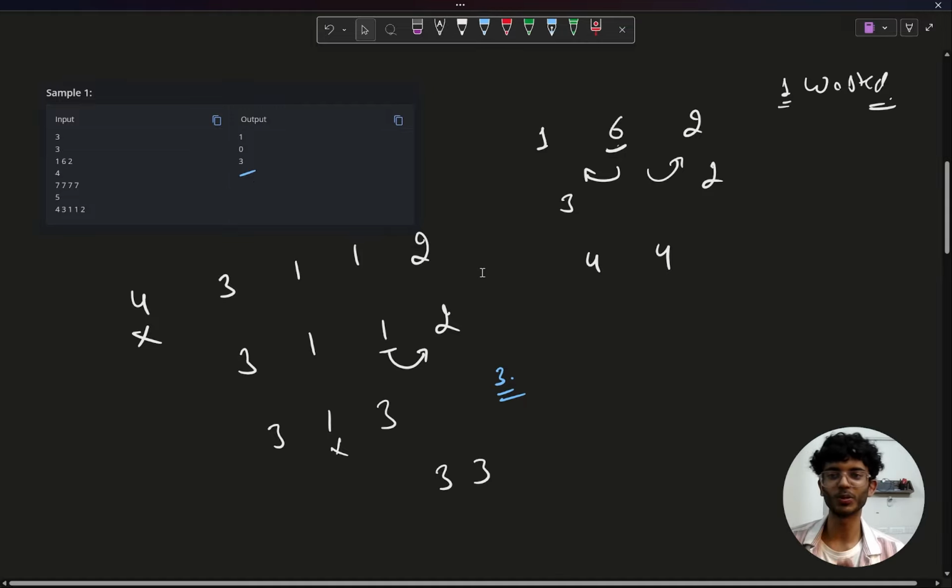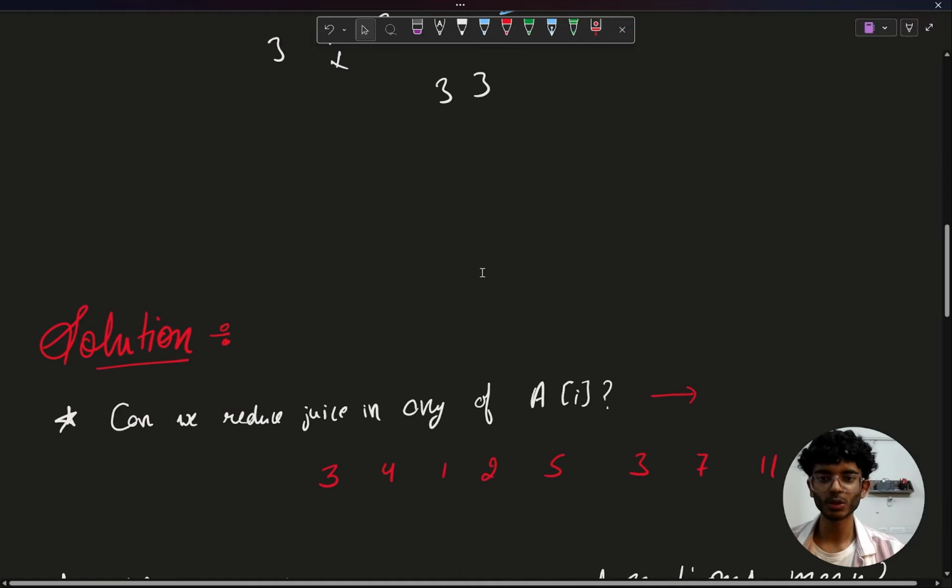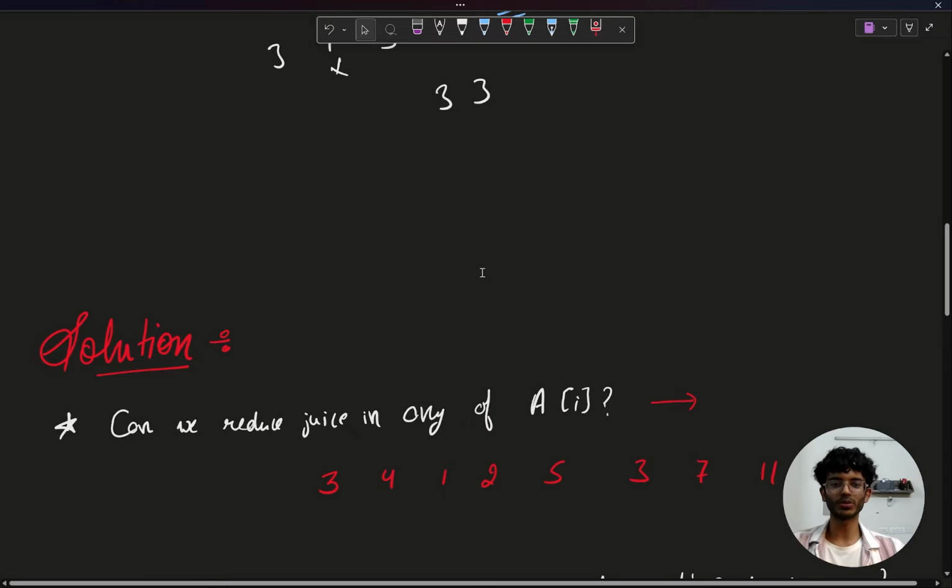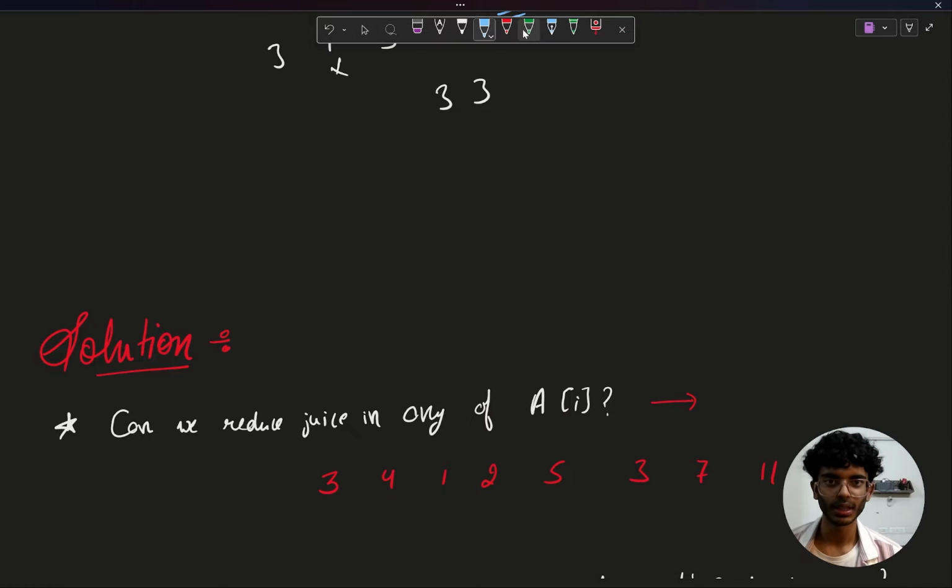Now let's move to the solution. To start with, can we reduce the amount of juice in any of the A_i's? Let's say this glass has juice equal to 5 units. Can I make it less than 5? If I do an operation on this glass, it will be removed altogether, so that is not a way of reducing the amount of juice it has. And if I do an operation on either of the adjacent ones, the amount of juice can only increase. So this is a very general observation for the question: you can never reduce the amount of juice in any of the glasses. You can only increase it.